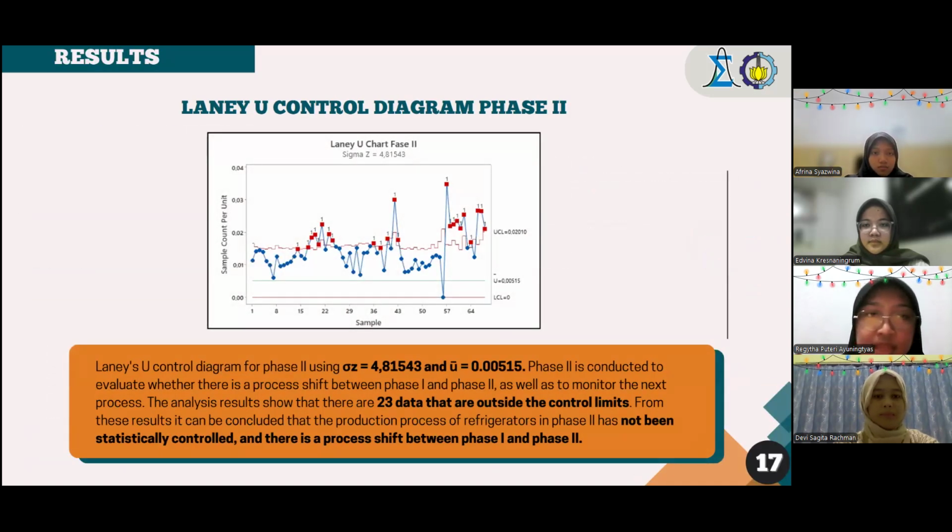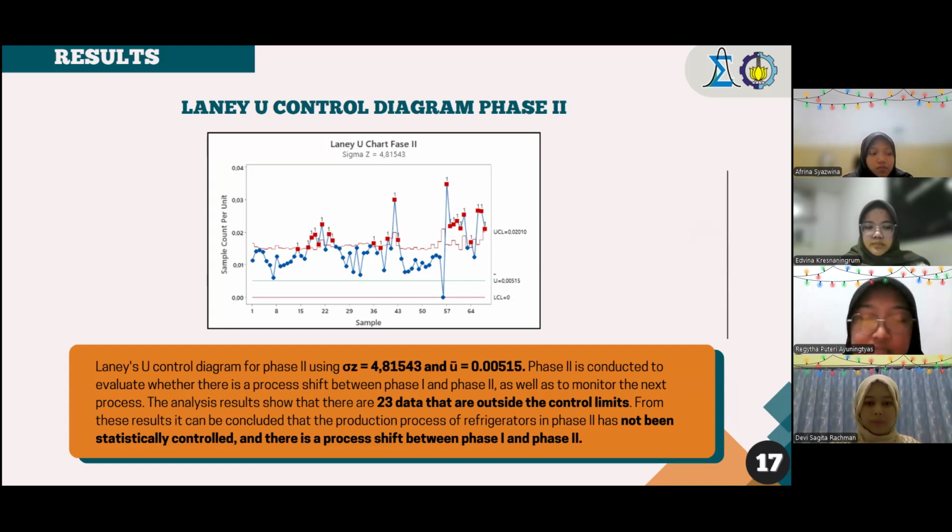The next is the Laney U control diagram phase 2. We can see in the figure the Laney U control diagram for phase 2 using sigma z of 4.81543 and using the center line of 0.00515. So phase 2 is conducted to evaluate whether there is a process shift between phase 1 and phase 2, as well as to monitor the next process.